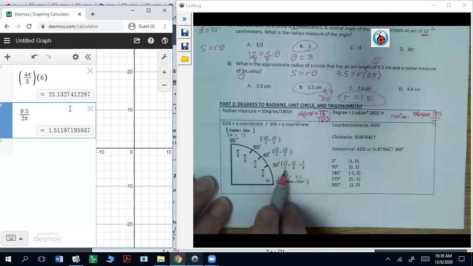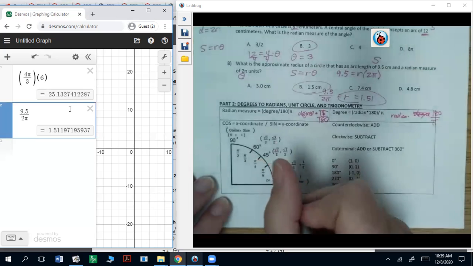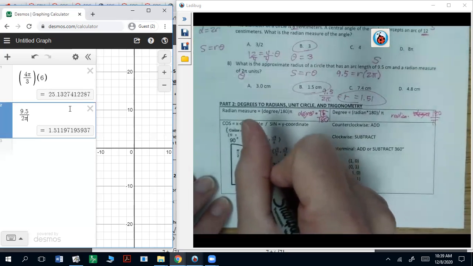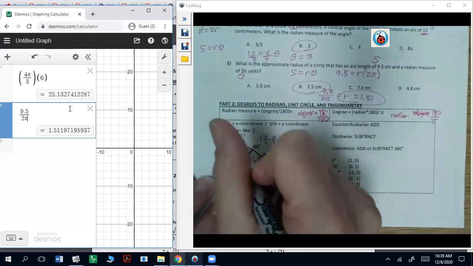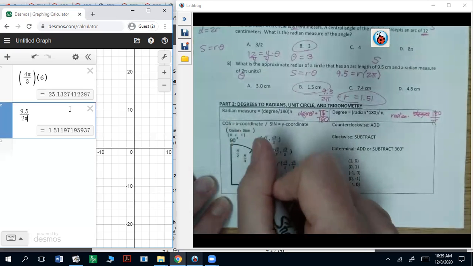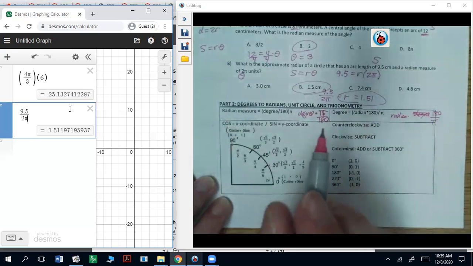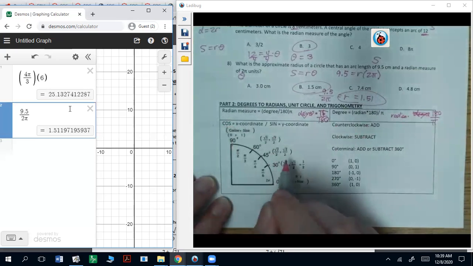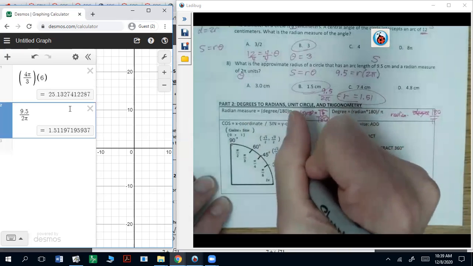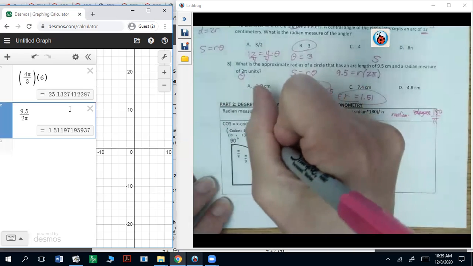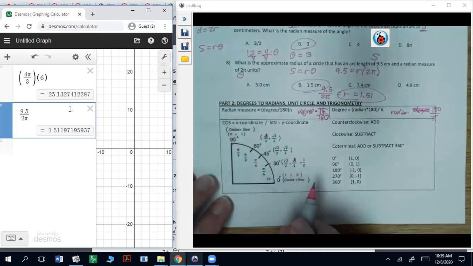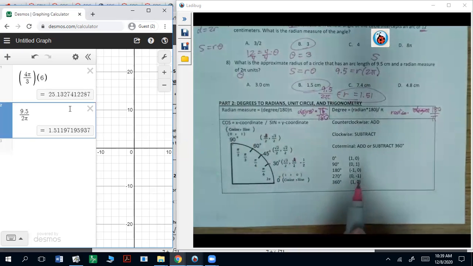A couple coordinates to be familiar with: 0 degrees, 30 degrees, 45, 60, and 90 on the unit circle. The radian measures can be found by multiplying by pi over 180. Know these coordinates. And let's get into some of these problems.